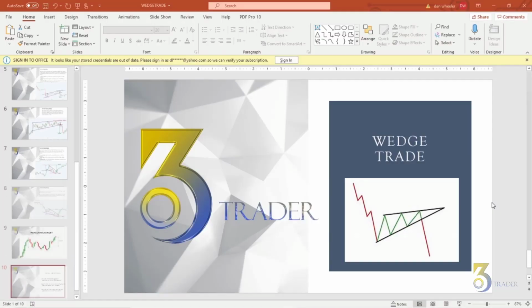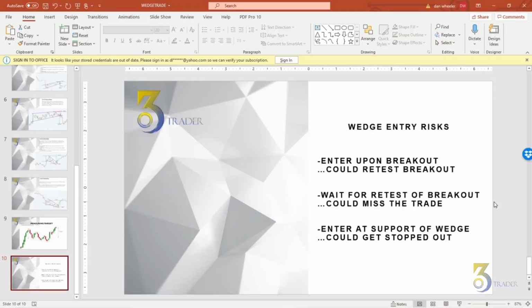Man, that was literally way too easy. Boom! That was wedges. They are tradable. They are good patterns and very reliable. I find them to be very, very reliable.